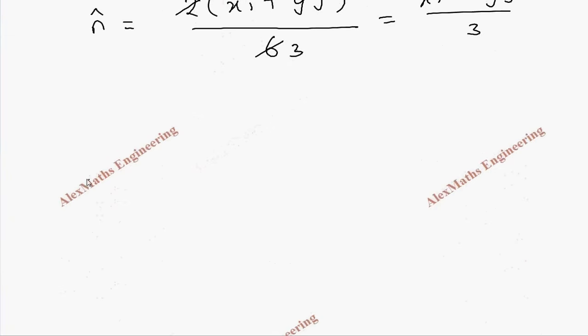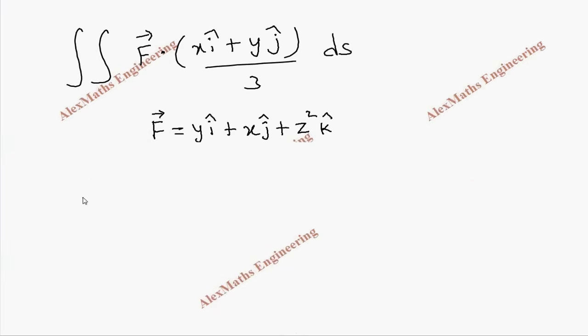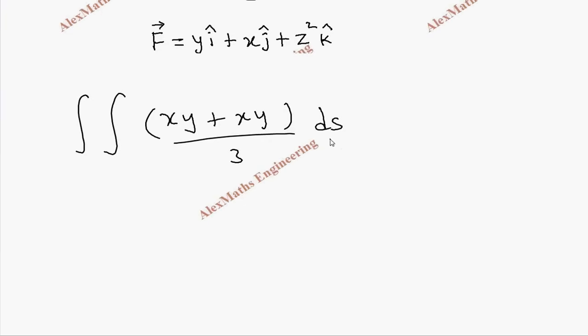So this will be the double integral of f vector dot x i cap plus y j cap by 3 ds. And in the question they have given this as our f vector. When we do the dot product with this, corresponding i and i, it is xy, then again plus yx. So it is again xy only, whole divided by 3. Then we have ds.